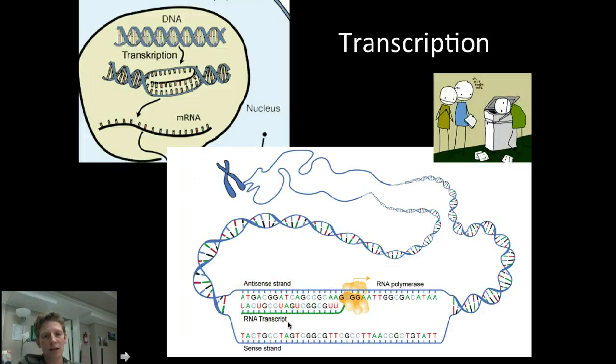And the other really cool thing is that once that little snippet is transcribed, so once you make RNA, a representation of that piece of the DNA, then it separates from the DNA, like it's shown here, and the DNA winds back together. It's really cool. So it's just like you have your cookbook and you write down the recipe on an index card and then you close your cookbook. Your cookbook remains the same. You didn't change the cookbook at all. You just took a representation of part of the cookbook and now you're going to use that for something else.